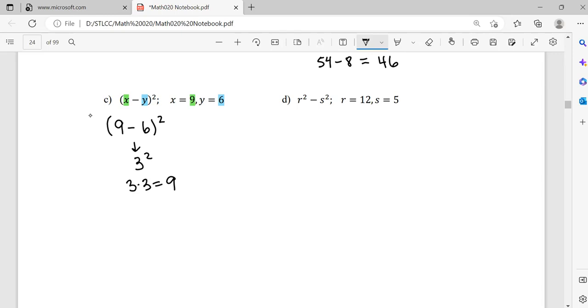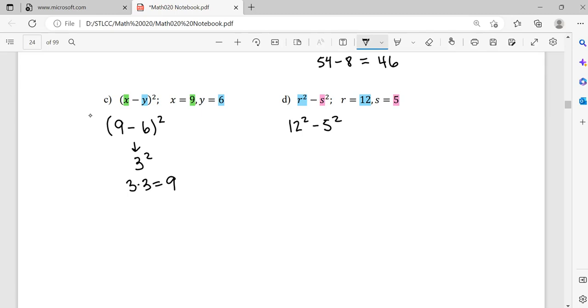Okay. So the next problem is slightly different. We have some squares again, and we have two variables again to replace with two values. I have the r, which is 12, so I'm going to replace that for r. And I have an s, which is a 5, and I'm going to replace that for the s. All right, so let's rewrite this problem. I have 12 squared minus 5 squared.